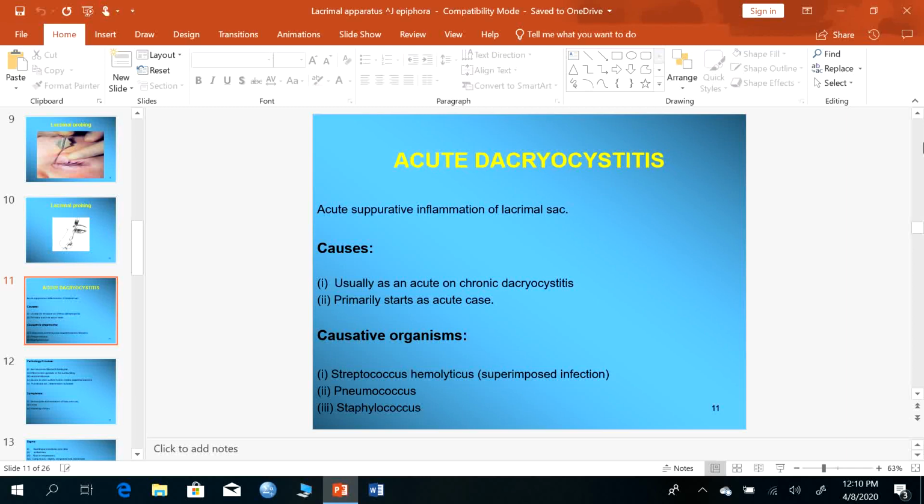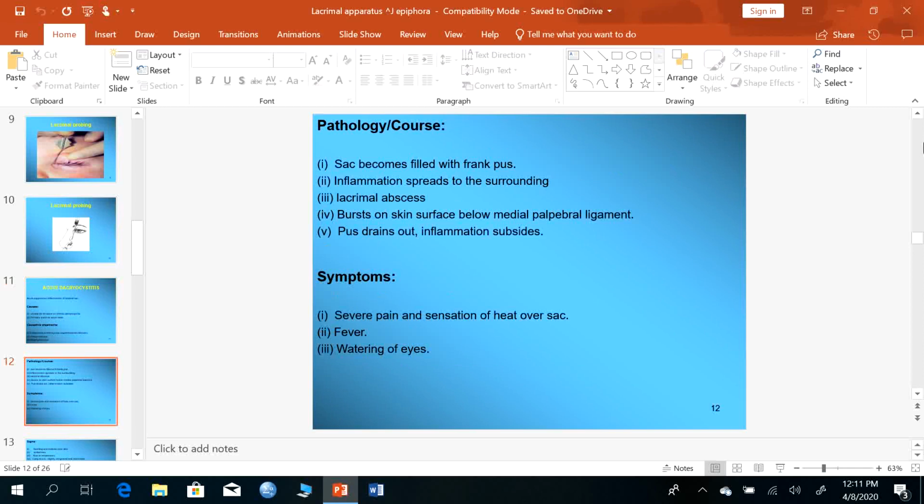In acute dacryocystitis, purulent inflammation of the lacrimal sac is observed. Usually it is secondary to chronic dacryocystitis, that is chronic blockage and pus formation. The usual causative agents in such acute dacryocystitis are streptococci and staphylococci. Acute dacryocystitis is inflammation of the lacrimal sac. What is the usual course of this disease?